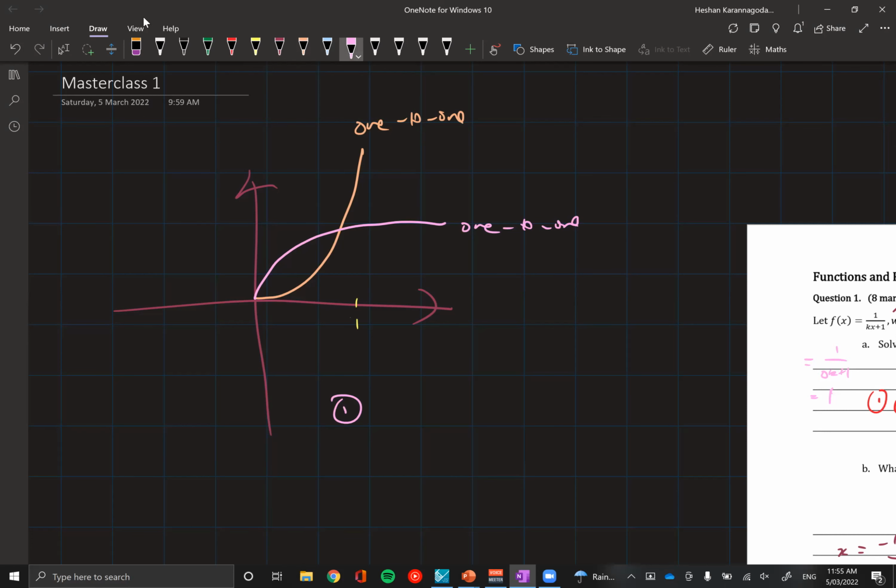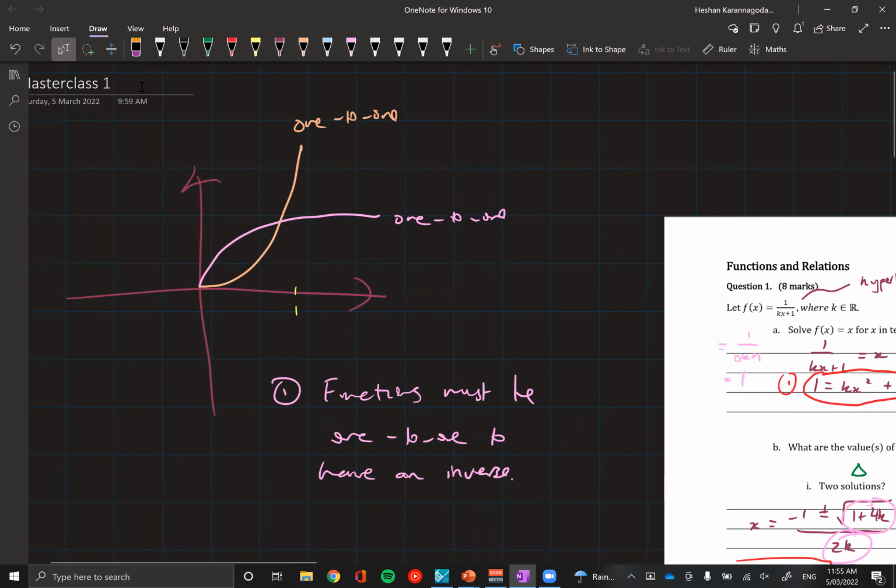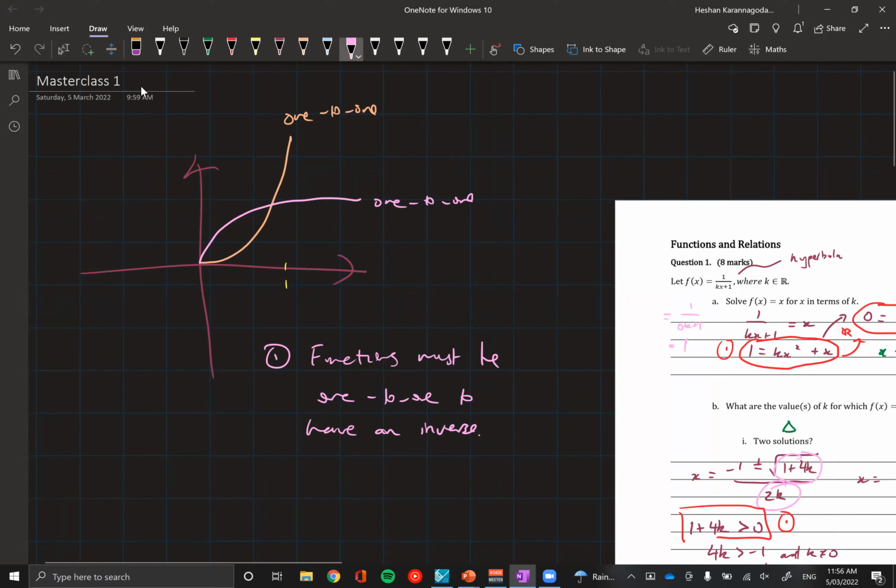So the key thing to note for this concept is that functions must be 1-to-1 to have an inverse. Another way of saying that is that they're strictly increasing or decreasing. Because if we think about what a strictly increasing curve is, as you move right, the y value is always going up. Or if it's strictly decreasing, as you move to the right, the value is going down. That's the same as being one-to-one, where your y values don't overlap.